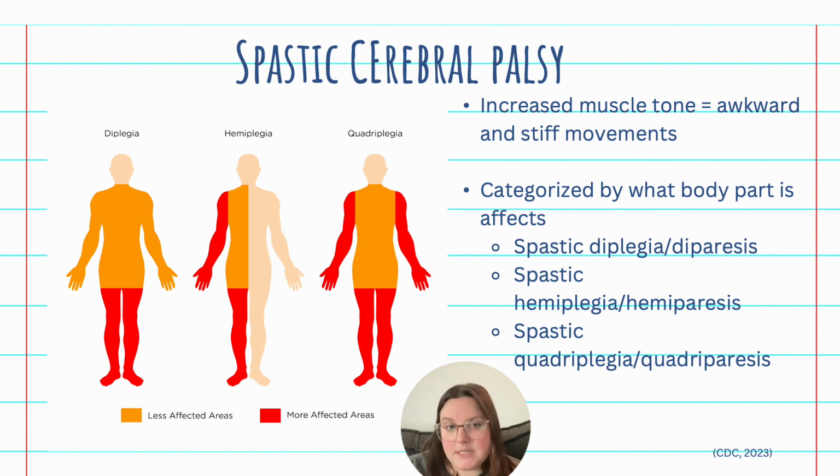Usually with this type of CP, it also includes some type of developmental disability, potentially epilepsy or problems with hearing, vision, or speech. So it's not just the paralysis or the muscle tone issue, but there are also a lot of associated issues as well.